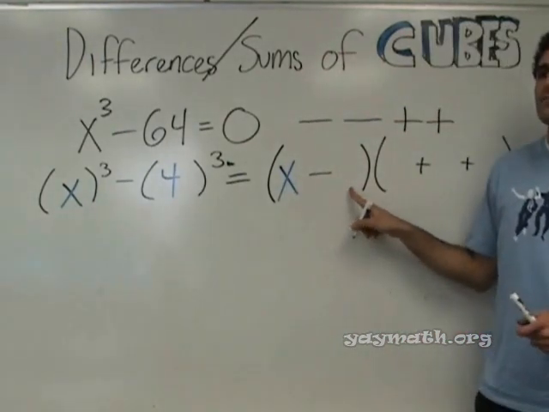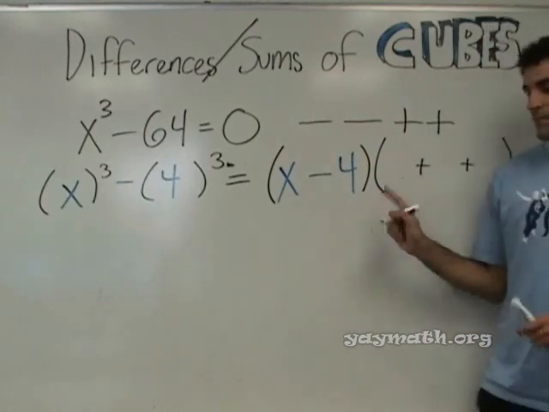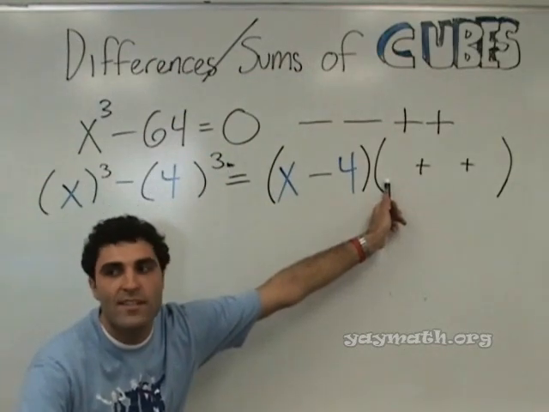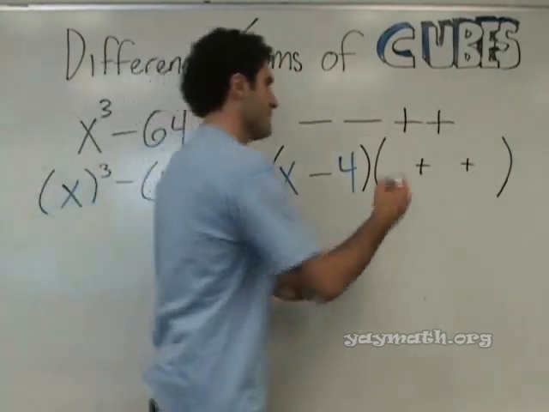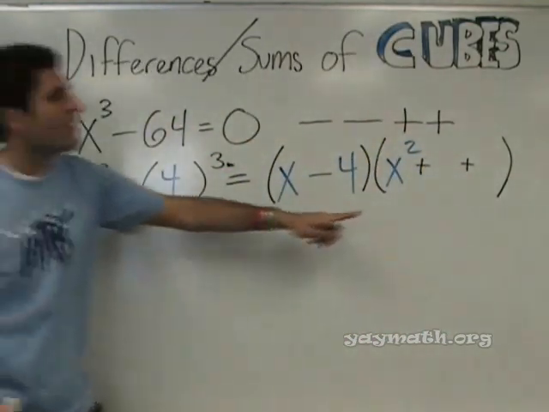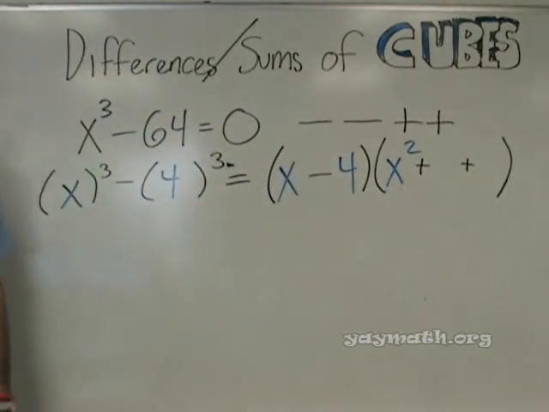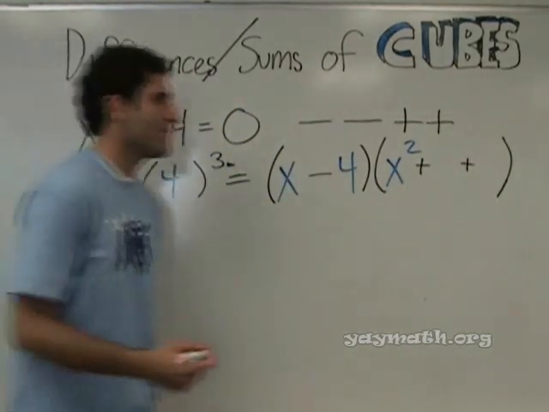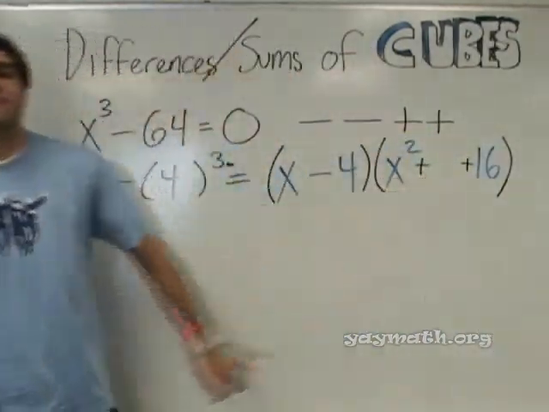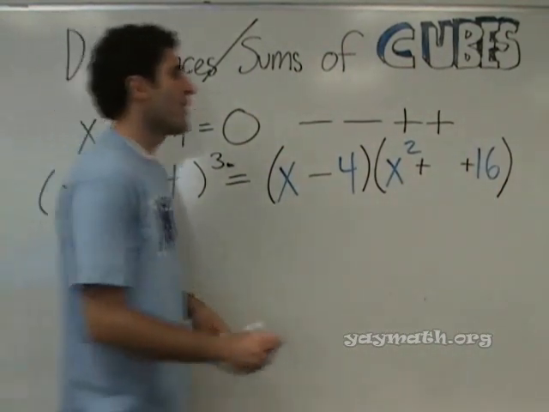Here is the second term. What goes here? 4. Okay. Here's the first term squared. What goes here? X squared. Good. And I like to do the last one. Here is the second term squared. So what goes there? 16. 4 squared, 16. And the middle one is the first term times the second term, which is this times this, which is 4x.